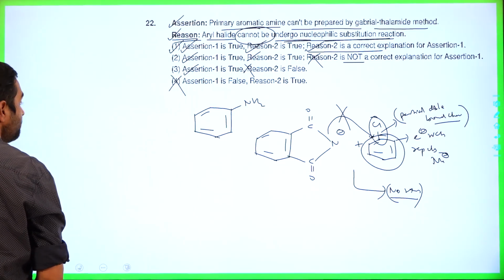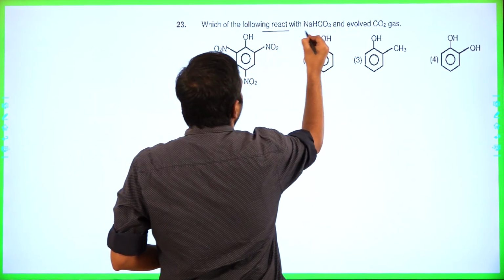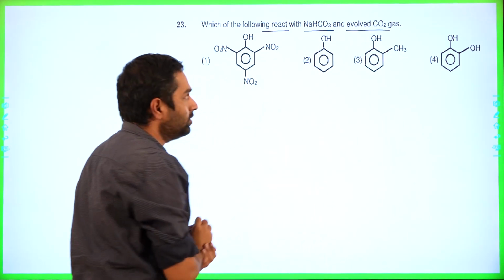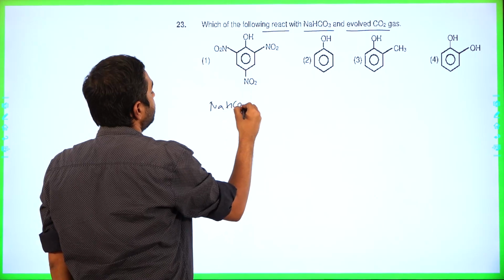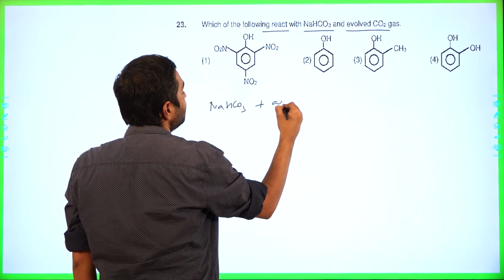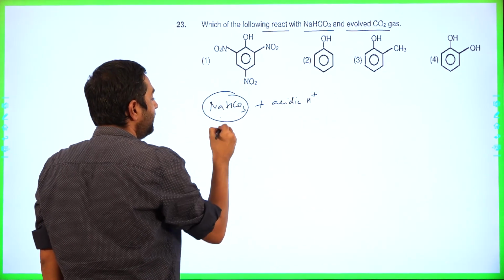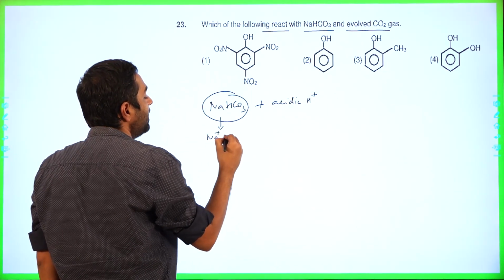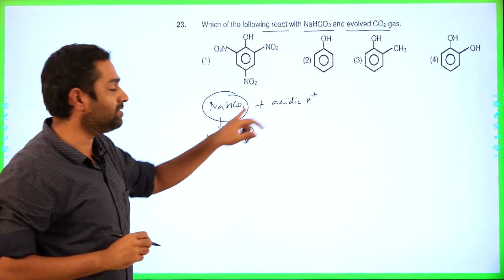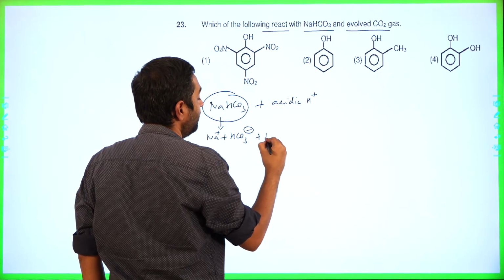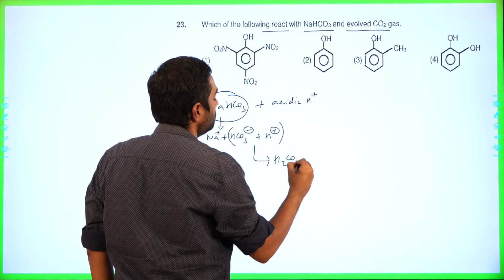Let's get to the next question. Which of the following reacts with sodium bicarbonate and evolves carbon dioxide gas? Let's talk about what happens in this process. When I have NaHCO3 reacting with an acidic hydrogen, what happens there? The NaHCO3 technically is going to be something which will break up as Na plus HCO3 minus. This HCO3 minus ends up reacting with my acidic hydrogen in reality. So when these two fellows combine, they will actually become H2CO3.